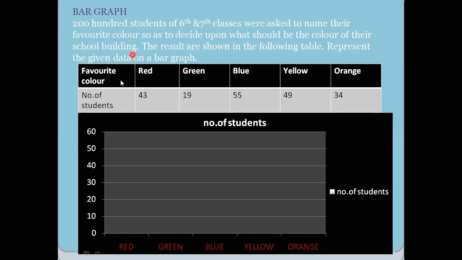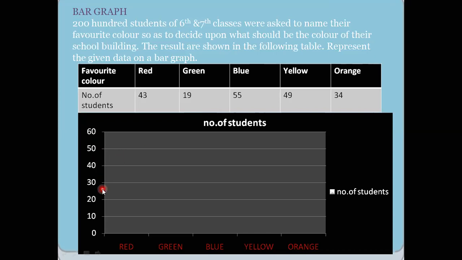So now here they have given the data: how many students chose the colors. Here the favorite colors they have given are red, green, blue, yellow, orange, and number of students. Red color liked 43 children, green color liked 19 children, blue color liked 55 children, yellow color liked 49 children, and orange liked 34 children. So this is the data they have given, and by using this data you have to draw the bar graph. So how will you draw the bar graph?